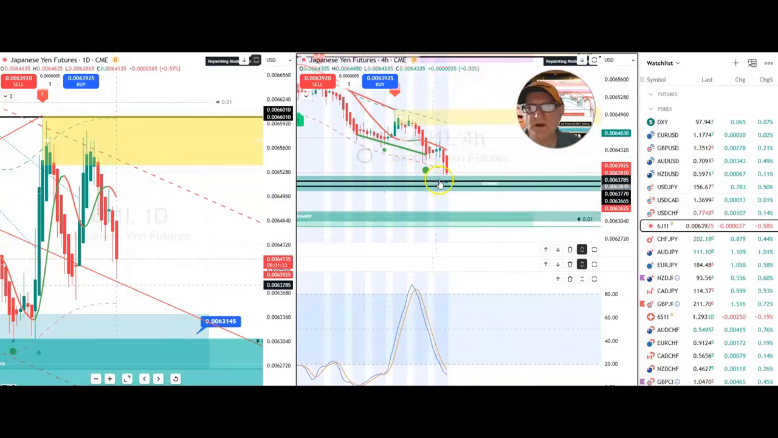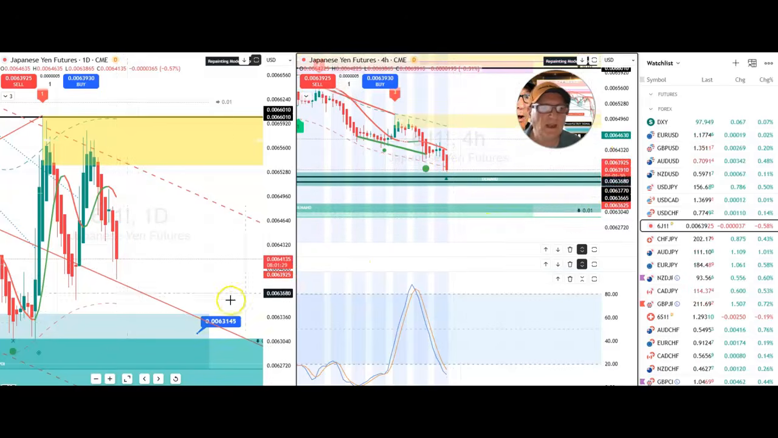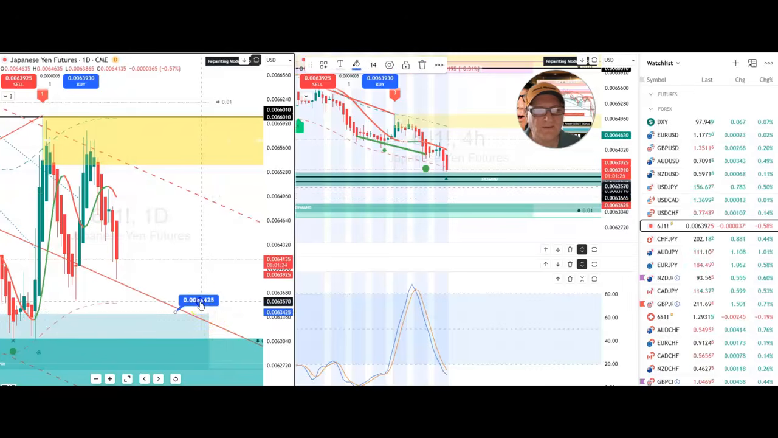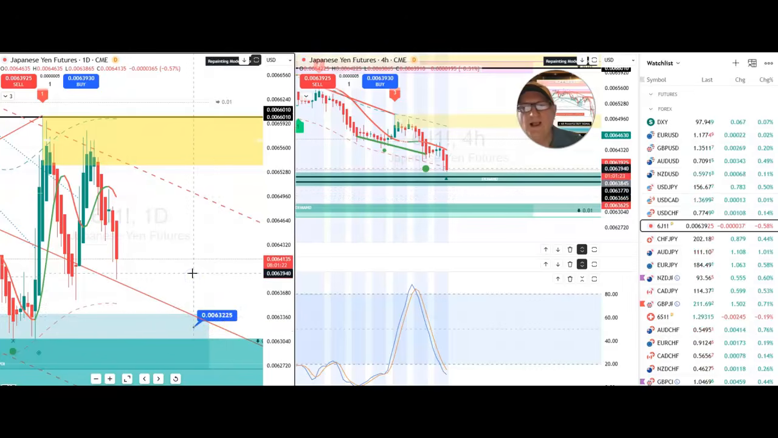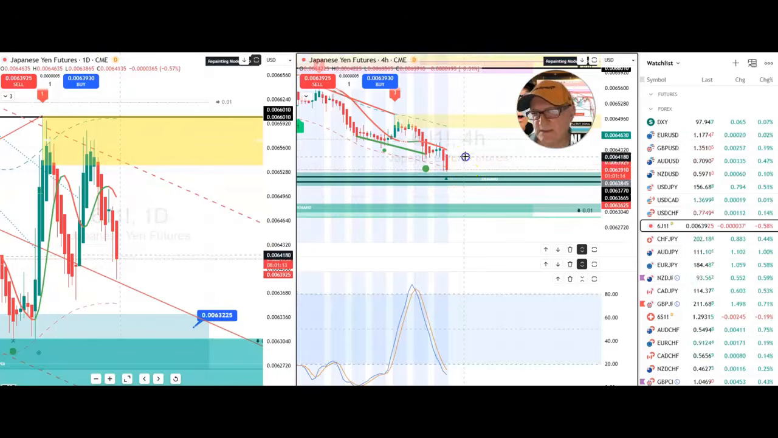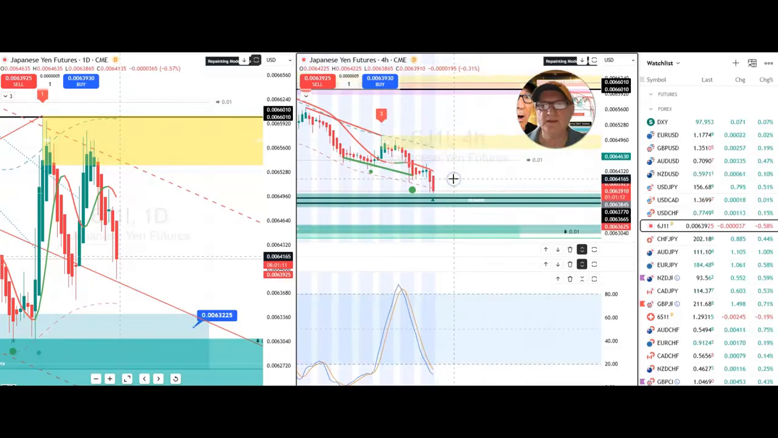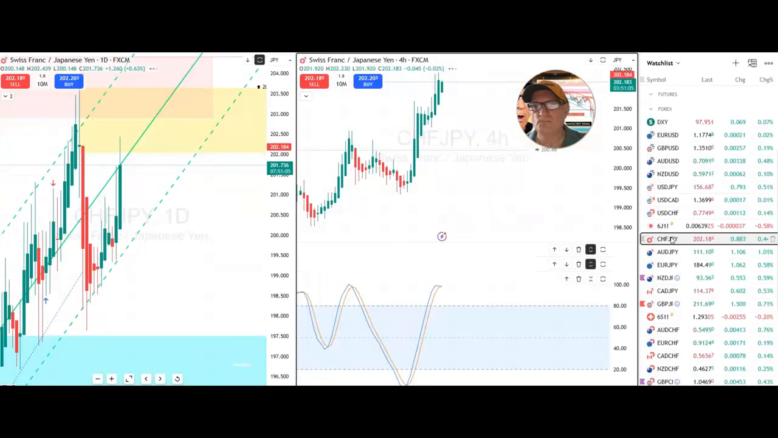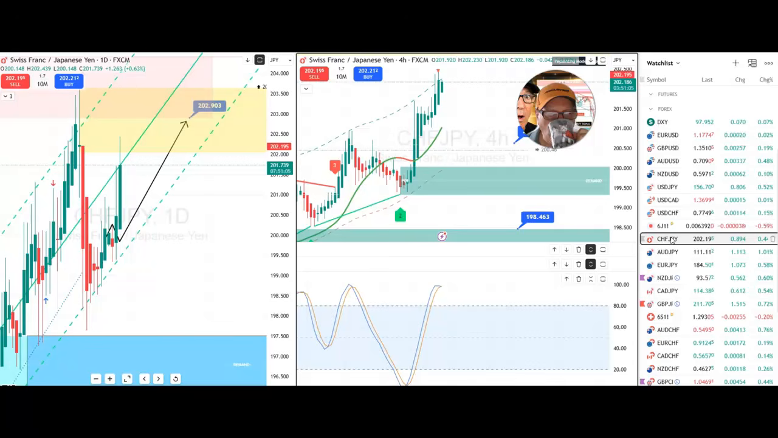And I do expect it to come down into 63.20, somewhere around that area, which is fine because this will drive your yen pairs much, much higher. However, if this demand area bounces off here, then you're going to find that there is some kind of correction across the yen pairs. Onto the yen pairs.